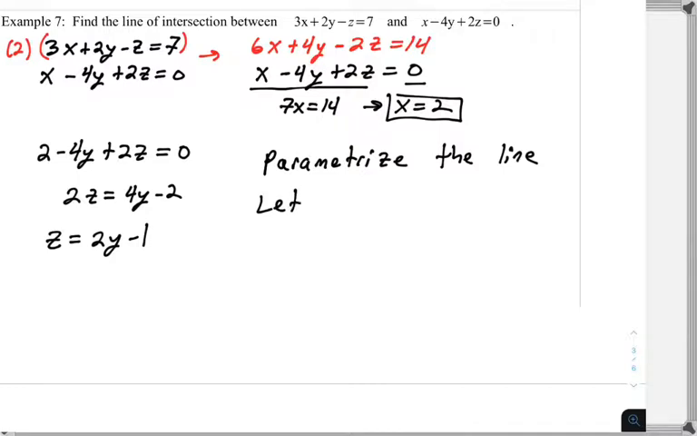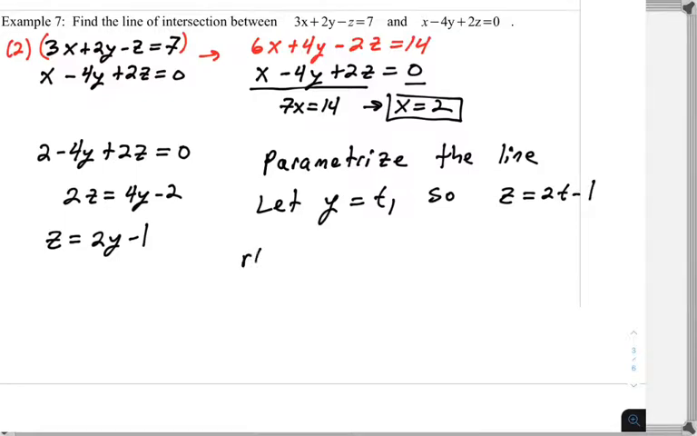Okay, so x is 2, so that's good to go. Now I can either let y equal t or z equal t. It doesn't matter. Probably it's going to be easier to let y equal t. Then z would be equal to 2t minus 1 because it was 2y minus 1.